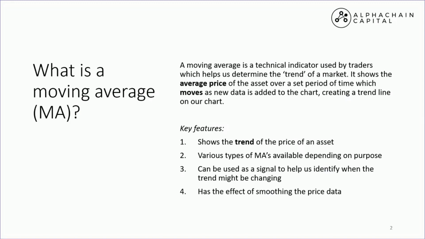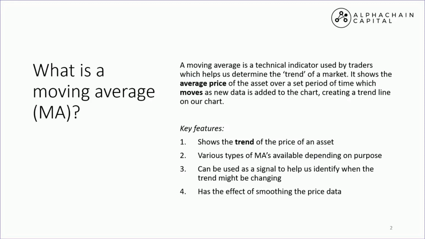What is a moving average? A moving average is a technical indicator, a very common one, used by traders, which helps us to determine the trend of a market. It shows the average price of an asset over a set period of time, which moves as new data is added to the chart, creating a trend line on our chart.